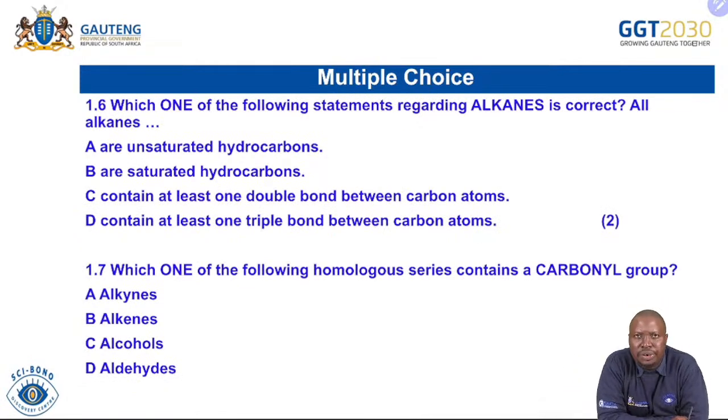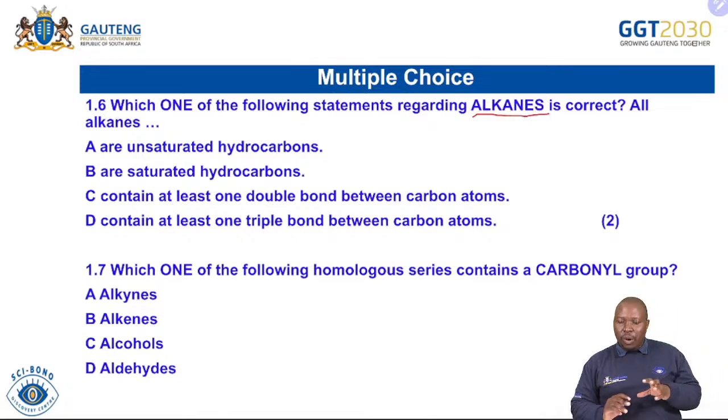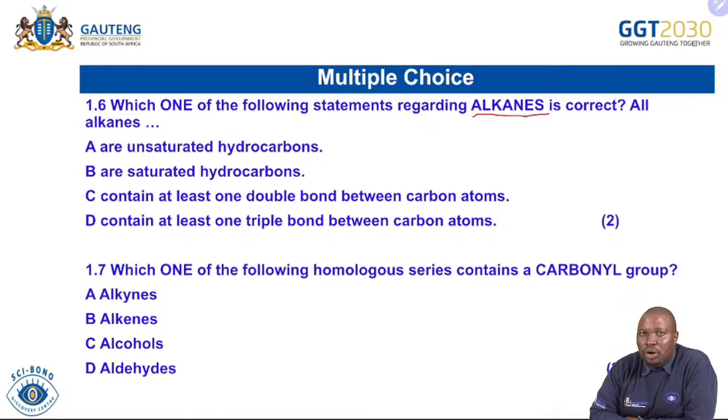Now let's look at question 1.6, which says, which one of the following statements regarding alkanes is correct? In bold letters, the word given in capital letters or bolded, you must know that that is the keyword that you are looking for. The other keyword there is the word correct, because we are looking for the correct statement about alkanes. So we are saying alkanes are unsaturated. You know, alkanes are not unsaturated. So this becomes wrong.